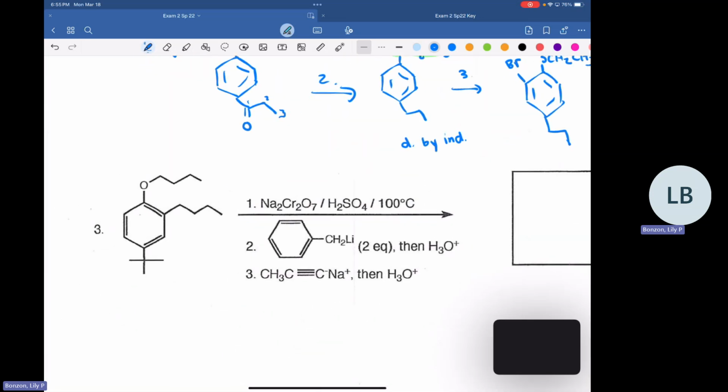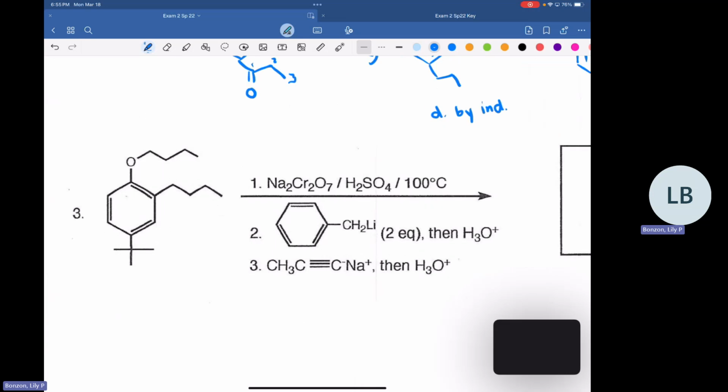Okay, we have a funny looking molecule here. We got a lot of stuff going on. So this reagent hopefully looks familiar to you. This is one of our strong oxidizers. But keep in mind for this reaction that we learned, it's slightly different. Previously, we learned that it's going to take oxygens and it's going to turn them into ketones or carboxylic acids.